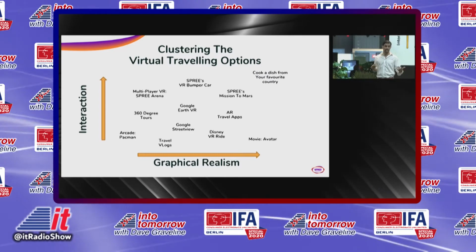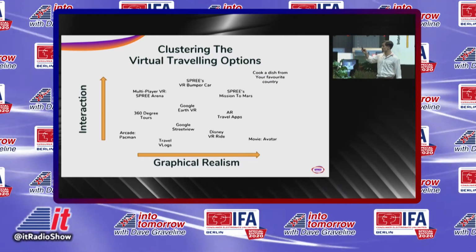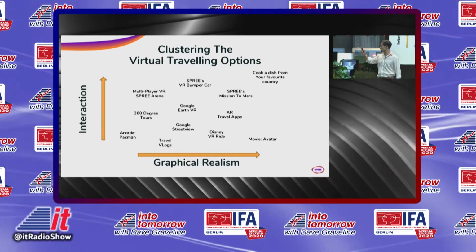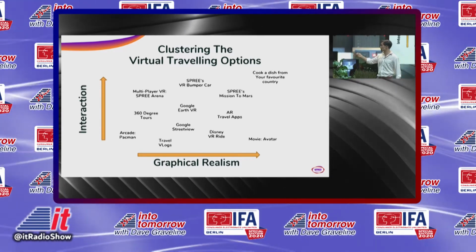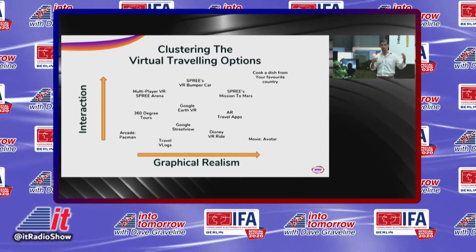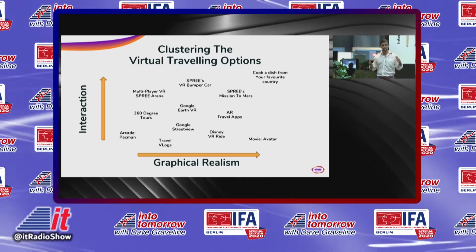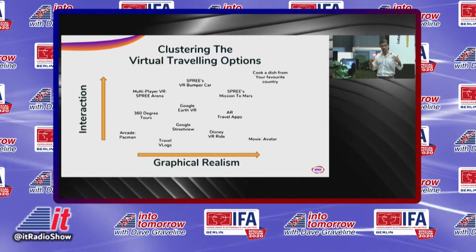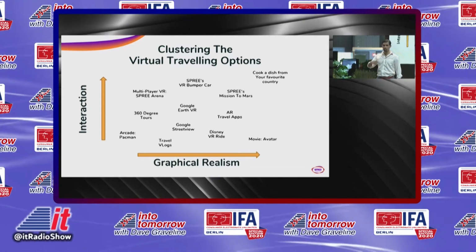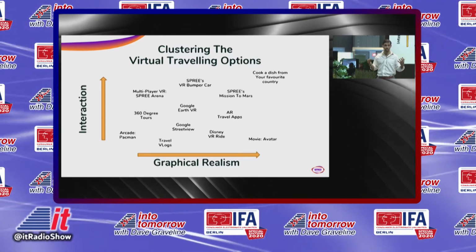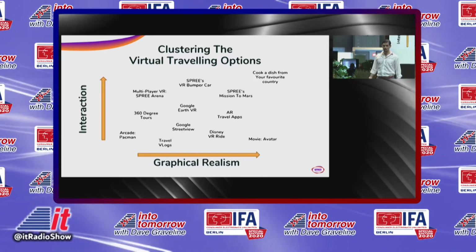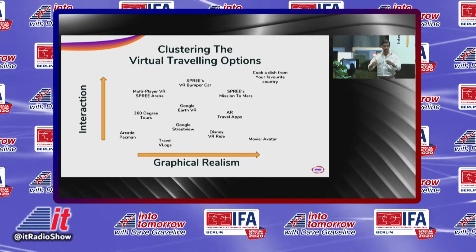However, they lack interaction. And what we tried with Spree Interactive is to create, one, you can't see that, but to create the Spree Arena where you really move around in the virtual space and you have this interaction. And now with Mission to Mars, we put a graphical realism on top of that so it really looks and feels real. And the VR bumper car is actually even more interactive because speed comes on top of that.